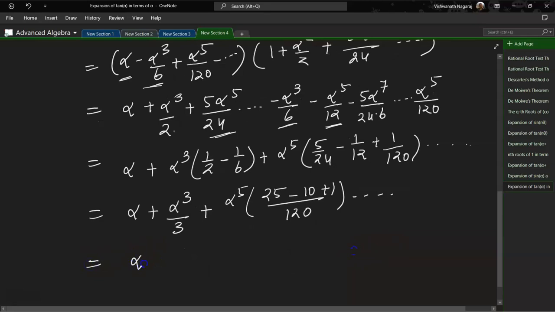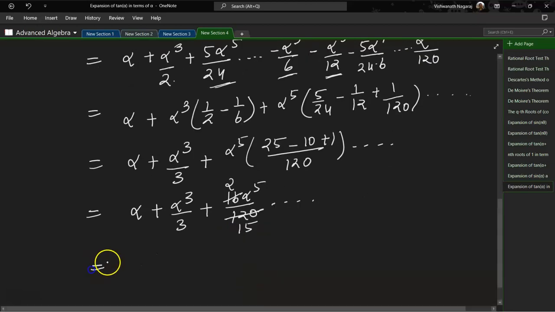So our expansion is alpha plus alpha cube by 3 plus, so this will be 16 alpha 5 by 120, which works out to 8 to 16, 8 ones 8, 8 fives 40. So that means we can finally write this as alpha cube by 3 plus 2 alpha 5 by 15 dot dot dot. So that is the expansion of tan alpha in terms of alpha.